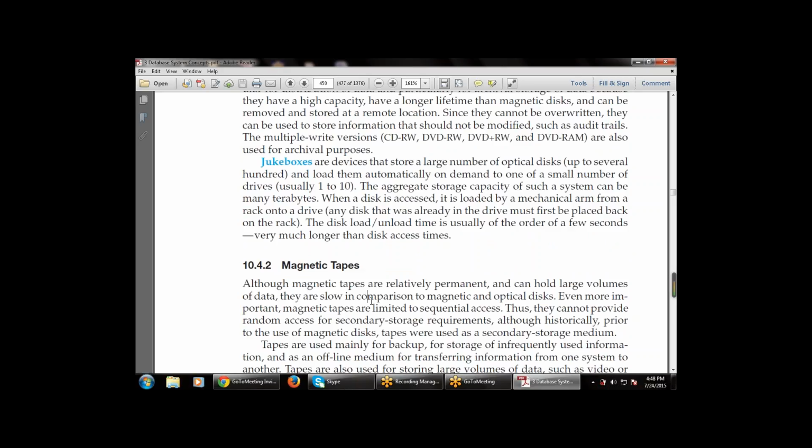So first is the optical disc, which includes the CD and the DVDs. Then there are magnetic tapes, which are also a part of the tertiary storage. Although magnetic tapes are relatively permanent and can hold a large volume of data, they are slow in comparison to the optical and the magnetic disk. Their speed is very slow as compared to the magnetic disk and the optical disk.